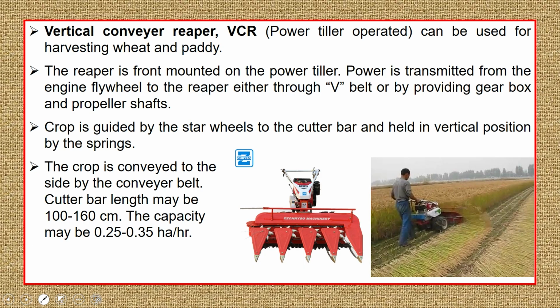In case of vertical conveyor reaper, which is power tiller operated, this is how they look. So they are also attached to the front of the power tiller, and the operator will operate it by walking behind, and they will cut the crop and put them in a swath. So this kind of crop laid over the ground is called the swath. Whenever any crop is cut, harvested, and put into a line, it is called the swath. So this is called the swaths of crop.